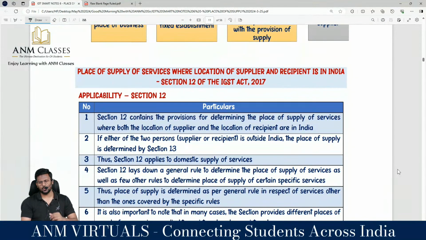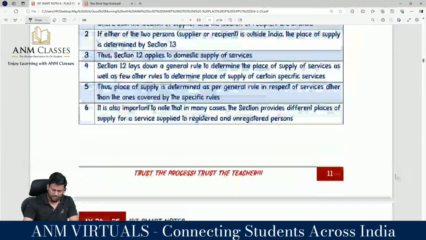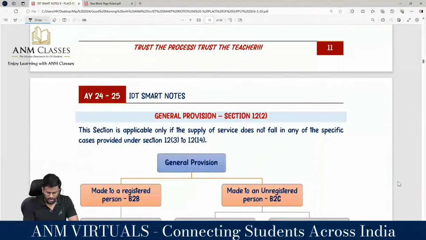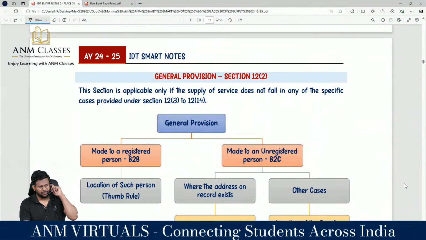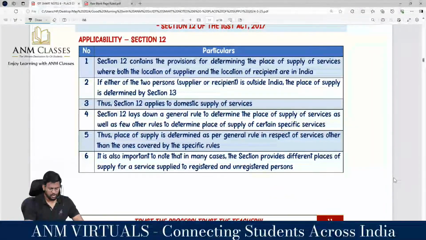So we are going to talk about the applicability of section 12. If both the service provider and service recipient are situated in India, then the provisions of section 12 will be applicable. Section 12, sir, is talking about the domestic services, correct? Yes, sir. So in order to apply section 12, both the service provider and service recipient should be situated in India. Section 12 contains the provisions for determination of place of supply of service where both the location of the supplier and the location of the recipient are in India.